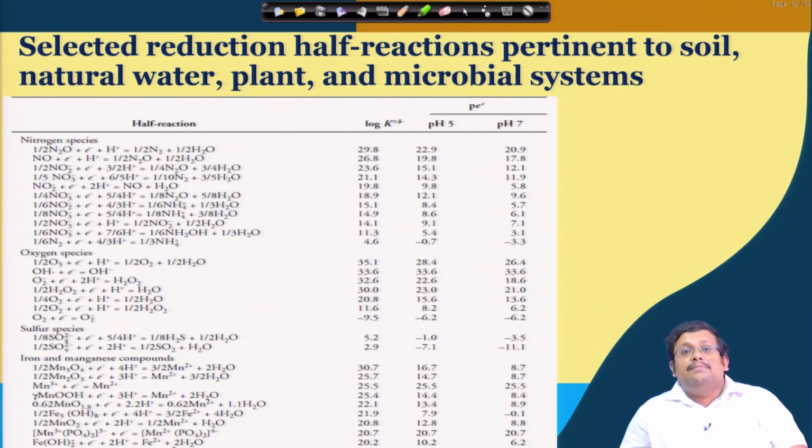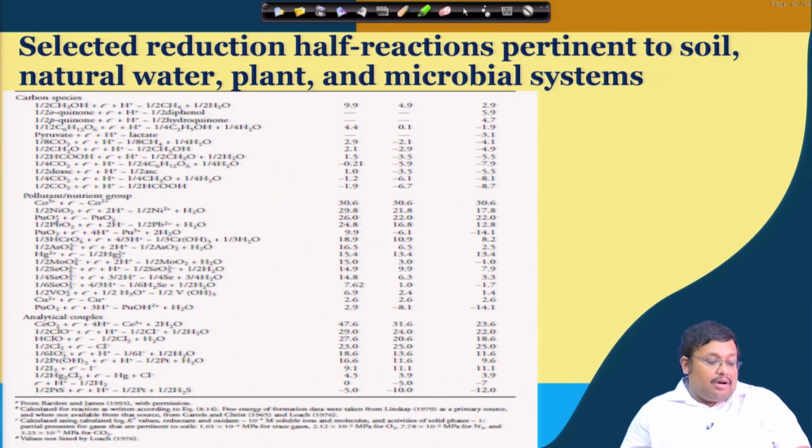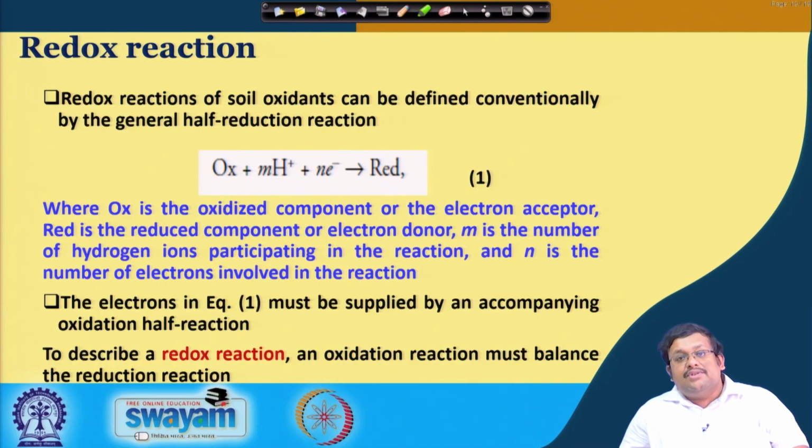And then I showed you the selected reduction half reactions, which are very important for soil, natural water, plant and microbial systems. We have seen the nitrogenous species, oxygen species, sulfur species, iron and manganese compounds, their logarithm of equilibrium constant as well as their PE value at two different pH, pH 5 and pH 7. And so we have seen these half reactions for carbon species, pollutant and nutrient groups as well as analytical couples also.